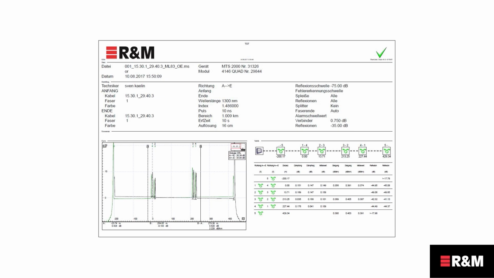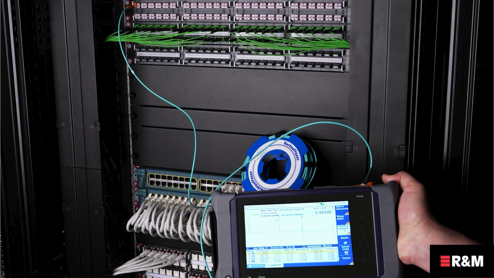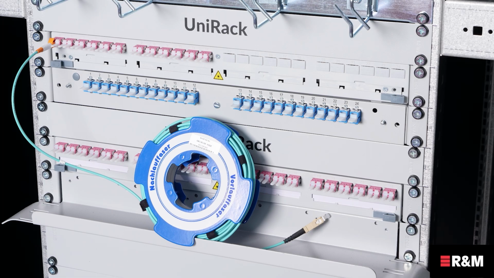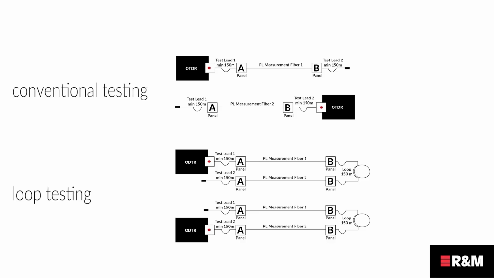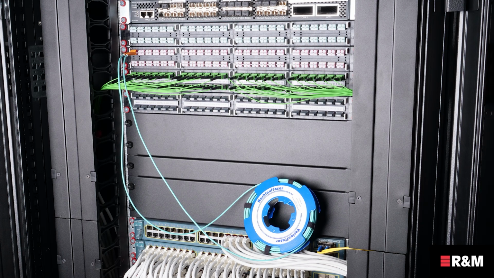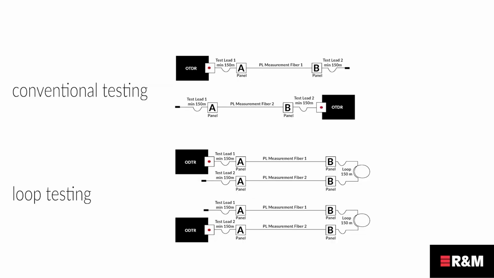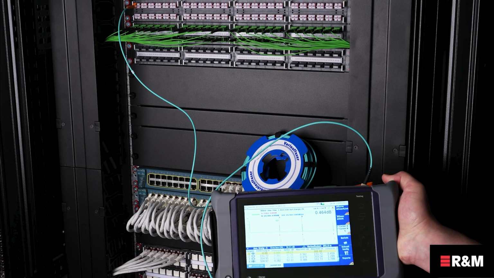Plug the launch cord into the OTDR and into the port of the link that should be measured on side A. Plug the tail cord into the other end of the link on side B, as shown here on the upper drawing. If testing with loop, the loop cord connects link 1 and link 2 on side B, while the launch and tail cords are connected to link 1 and 2 on side A, as shown on the lower drawing. Starting a test. After everything is set up and connected properly, start the test with the OTDR.